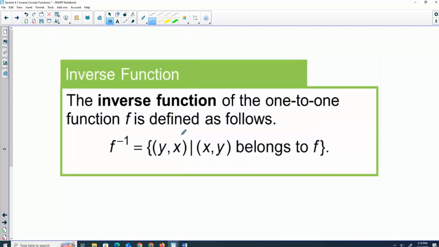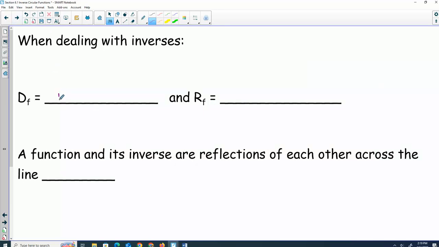Inverses, remember we said, are the opposite. All that happens in an inverse is you flip the x and the y. They change orders. So we have talked about how to find those in the past. A few things about it. If x and y switch, then the domain of the function is equal to the range of the inverse. The range of the function is equal to the domain of your inverse. Because x and y flip, so domain and range flip.